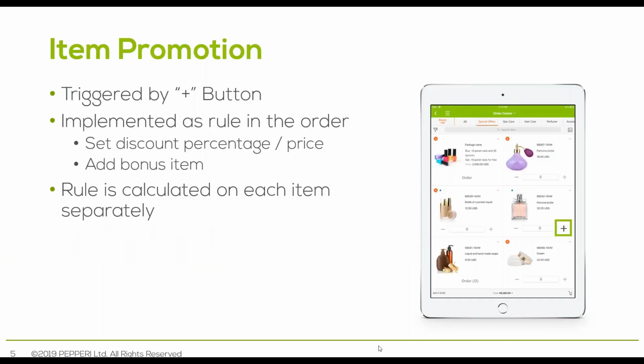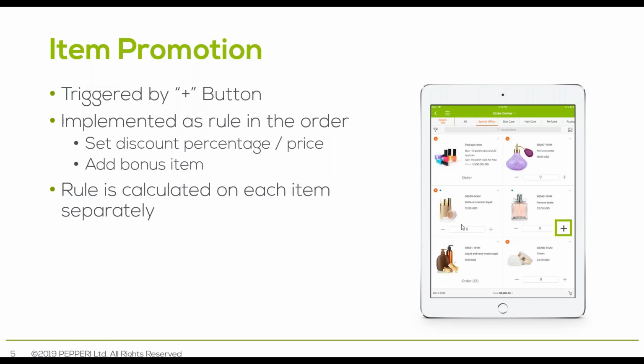Now let's take a look at the item promotion in detail. An item promotion is simply triggered by the quantity that you purchase of the item in the regular order center that you're used to. As soon as the quantities defined in the promotion are hit, the promotion is automatically applied. It's implemented as a rule in the shopping cart. So you'll see the discount or the price change or the bonus item that was given in the shopping cart automatically. And the rule is by item, so each item has its own incentive.